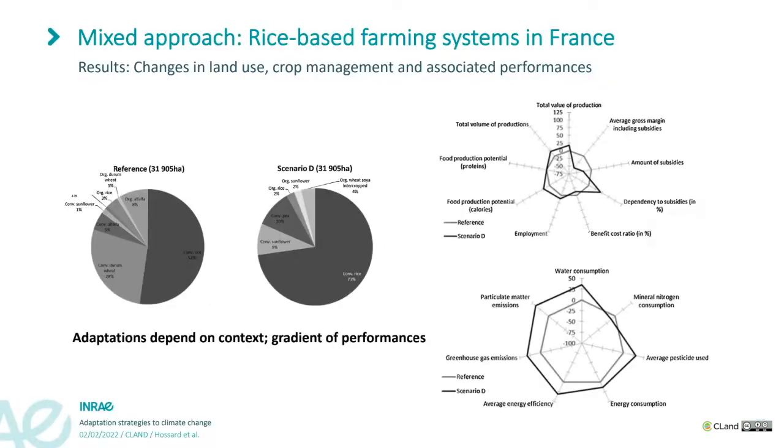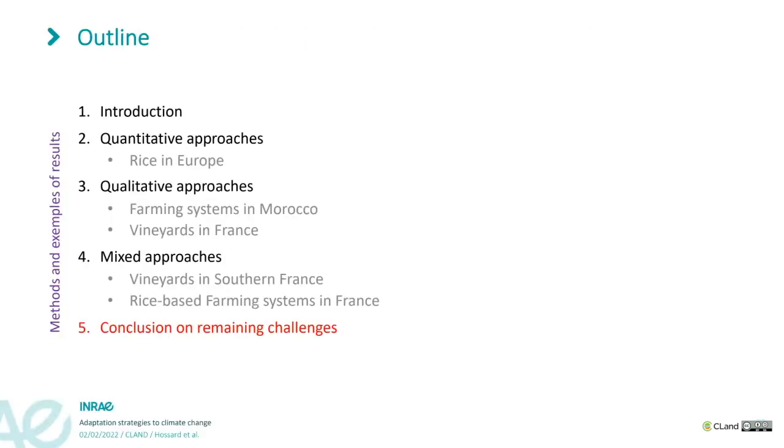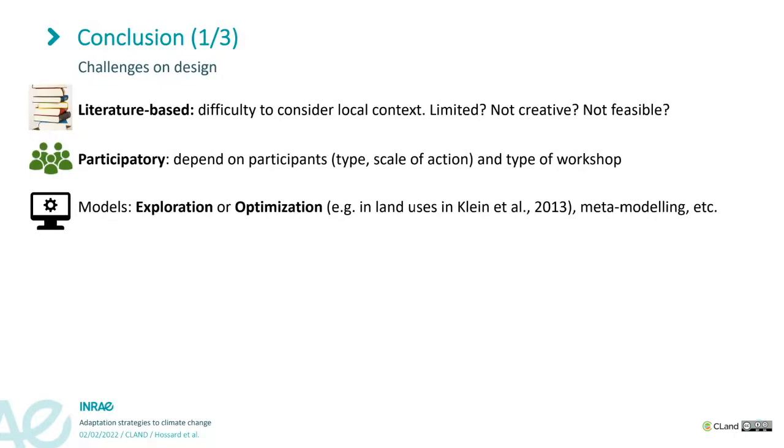So to conclude, adaptation depends on context. Depending on the drivers that will be mobilized and how they will be mobilized, the adaptation will not be the same. And for a given set of adaptations, they will not all be positive for the environment, social, production, etc. But there will be a gradient of performances, and it's not straightforward to assess them. Then to conclude, 3 slides only.